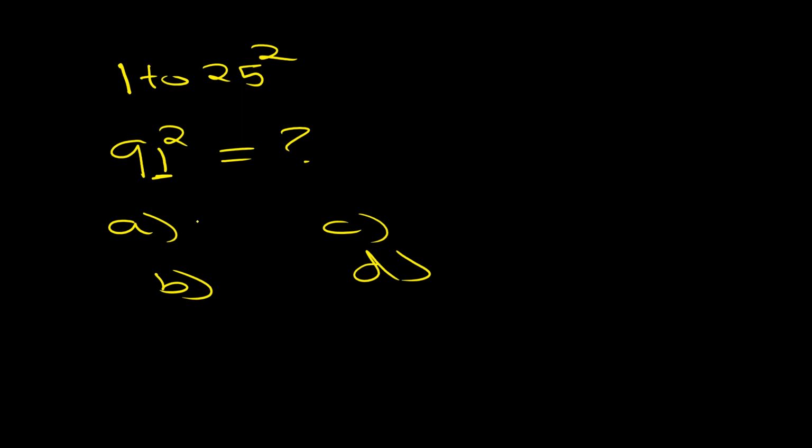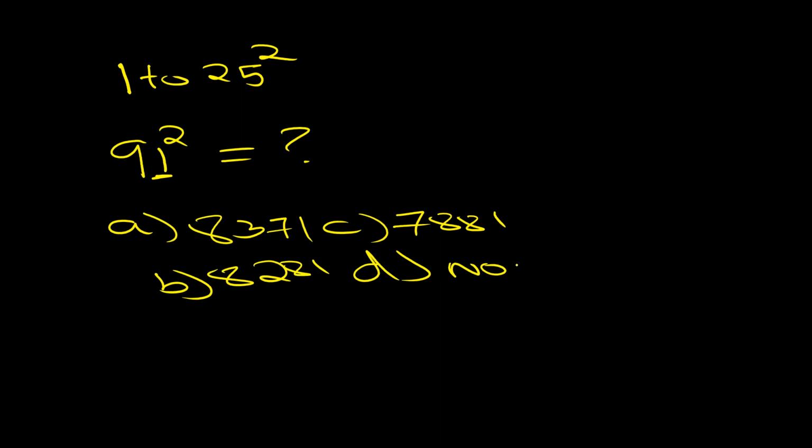Okay, my first option is going to be 8371. And my B option is going to be 8281. And my third option is going to be 7881. And my last option is going to be none of the above.